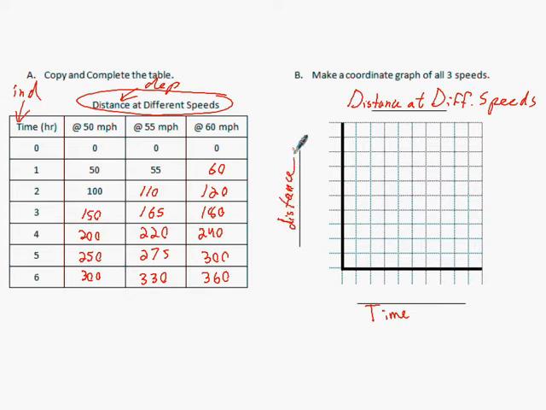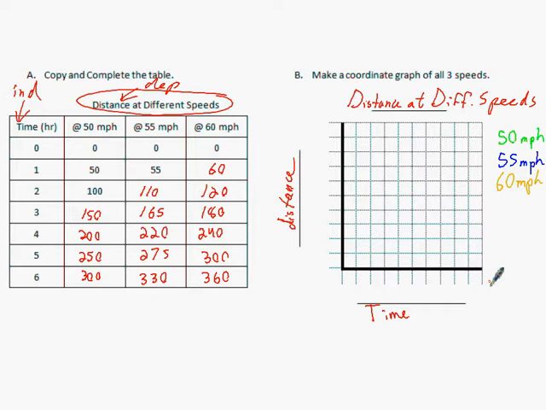And we have three things to graph, and so we're going to use three different colors. 50 mile per hour is going to be green. 55 mile per hour is going to be blue, and 60 mile per hour is going to be orange. So let's start at 50. Oh, we haven't done our scale yet. I noticed that because as soon as I want to start putting my coordinates, I have nothing to base it on. So now we have to do our scale.